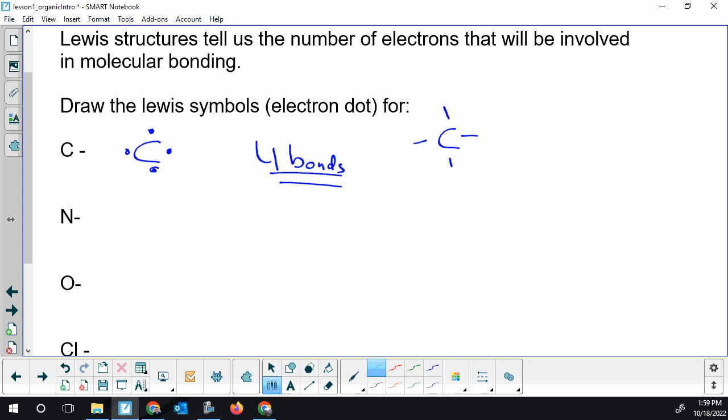If we move over a group to group 5, nitrogen has 5 valence electrons. 1, 2, 3, 4, and then the fifth pairs up. So nitrogen only has 3 singles.